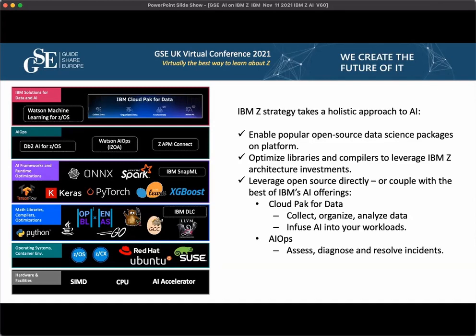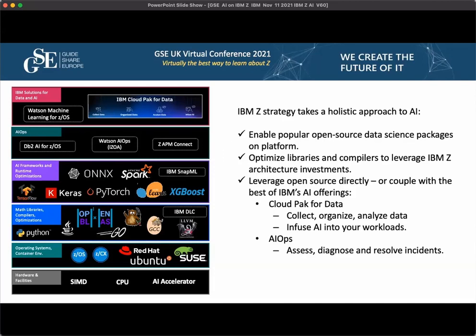We have also, if you look at this level of the stack, been developing AI, machine learning and deep learning compilers that we provide on our platform, such that we can take a lot of these AI models and compile them and produce Z-optimized executables, such that, again, we can optimize AI for the Z platform as well.